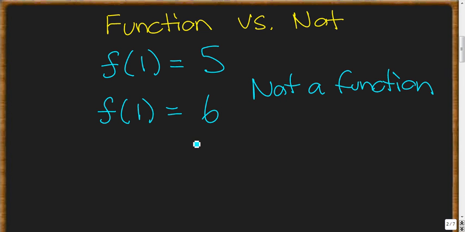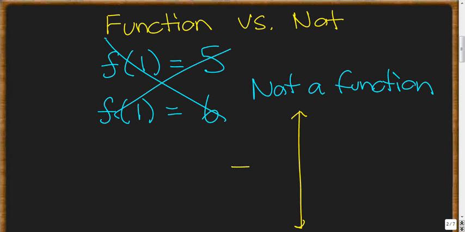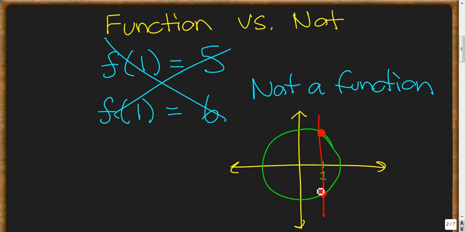You will see this mainly visually as something like a circle. So a circle, if I input the number, let's just call this 1. If I inputted 1, I would have two different options to pick from, right? Because I'm either going to be some negative value or some positive value. Well, this isn't a function.